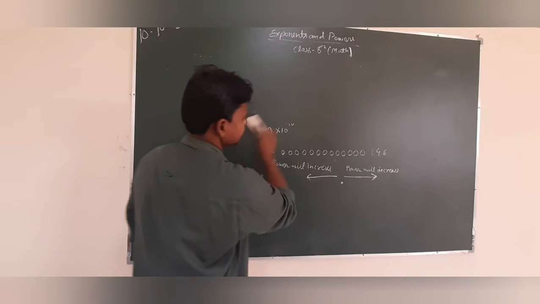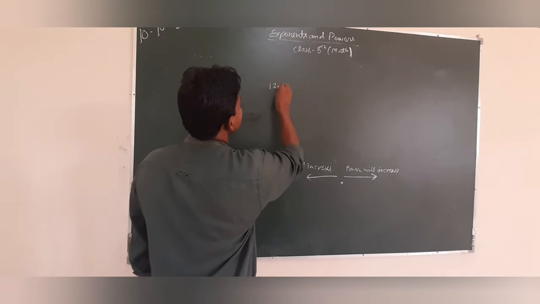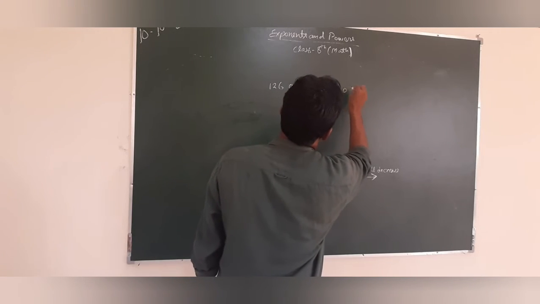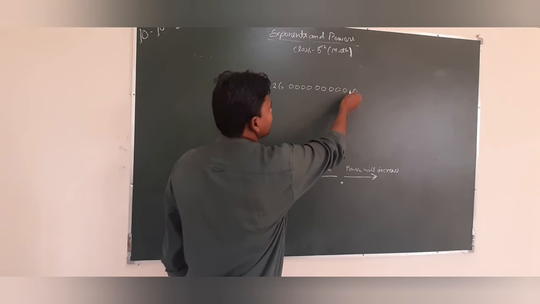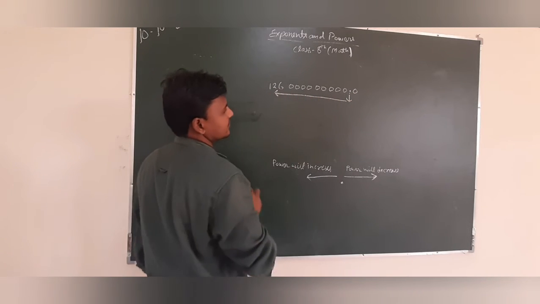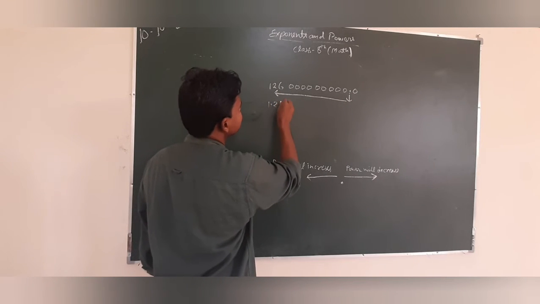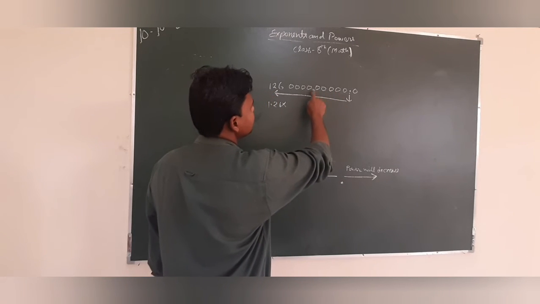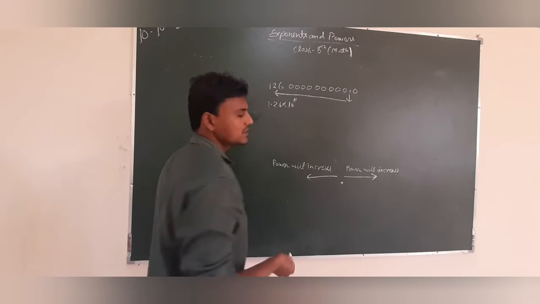For example, let a number be 1 2 6 0 0 0 0 0 0 0 0 0 0.0. That means this point shifts from its place towards the left side. This point shifted towards the left side, that means 1 2 6, then the power will increase. How many? 1 2 3 4 5 6 7 8 9 10 11. 10 to the power will be positive, that is 11.